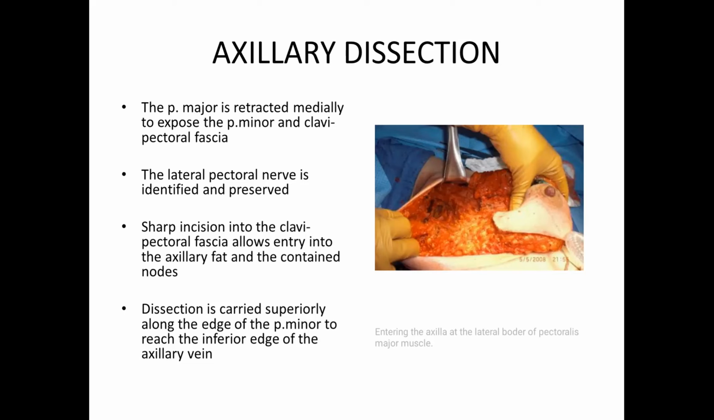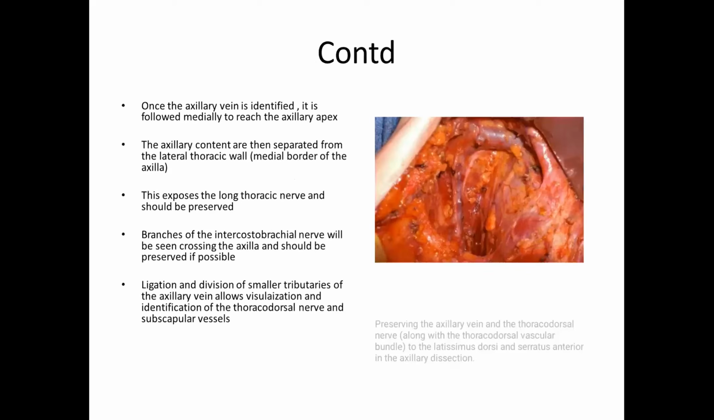Dissection is carried superiorly along the edge of the pectoralis minor to reach the inferior margin of the axillary vein. The aim of the axillary dissection is to reach the axillary vein, which is the roof of the axilla. Once the axillary vein is identified, it is followed medially to reach the axillary apex. The axillary contents are then separated from the lateral thoracic wall, that is the medial border of the axilla.